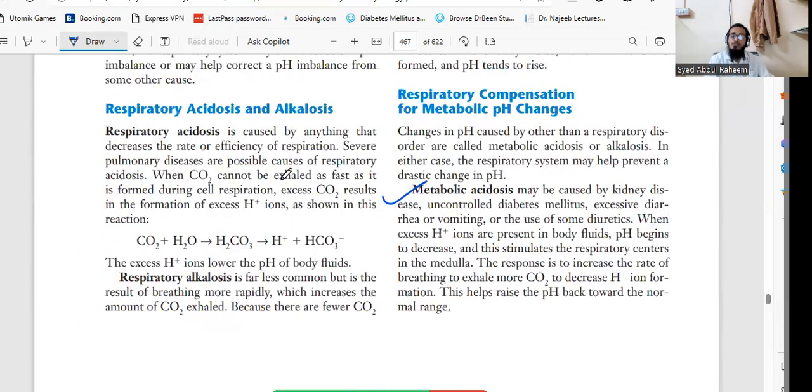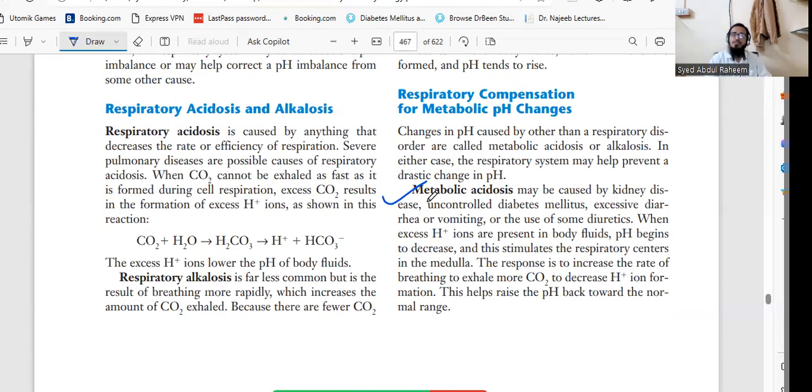So here one term is used: metabolic. Changes in pH caused by something other than respiratory disorders are called metabolic disorders, metabolic acidosis or alkalosis. In either case, the respiratory system may help prevent a drastic change in pH. So basically, if acidosis or alkalosis happens from causes other than the respiratory system or urinary mechanism, we will call it metabolic acidosis.